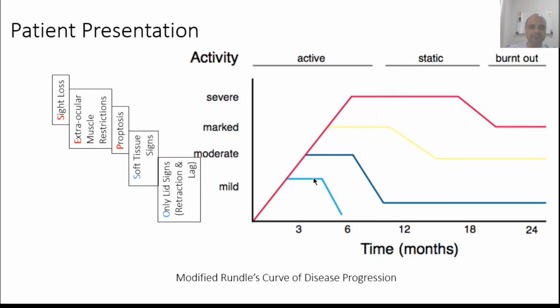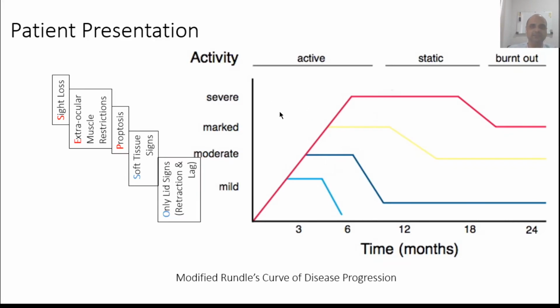So if you have a mild disease, the disease is usually of a shorter duration, and within 3 to 6 months, the patient is pretty much okay. And the patient, as you can see from this blue line here, ends up without any significant morbidity, and he's probably going to see only lid signs, as we'll talk about what lid signs are. In moderate disease, obviously the disease is going to be of a little longer duration, and there might be a little bit of morbidity involved, but you would mostly see lid signs and soft tissue signs.